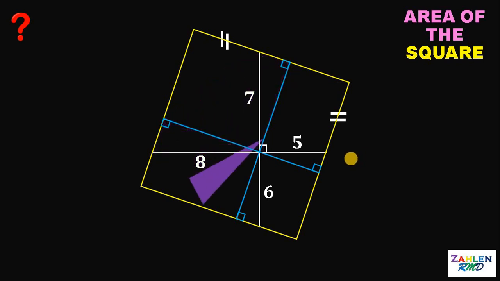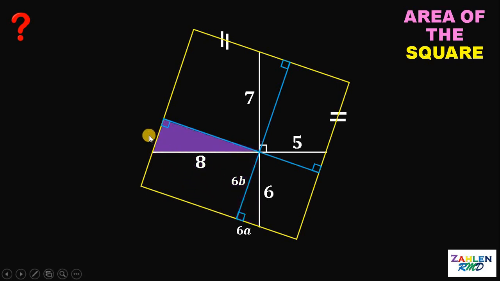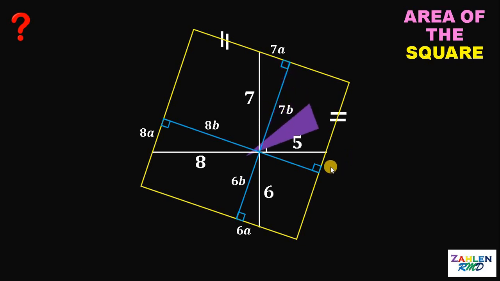Now, since they are all similar, it is safe to say that the shorter leg of this right triangle we call 6A, and this side must be 6B. Also, in this triangle, we call the short leg 8A and the longer leg 8B. Now, we will do the same thing to the rest of the right triangles. So, the shorter leg must be 7A and the longer leg must be 7B. For the last one, the shorter leg must be 5A and the longer leg must be 5B.